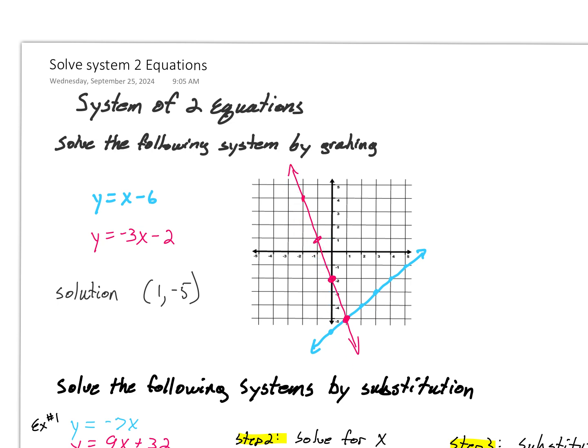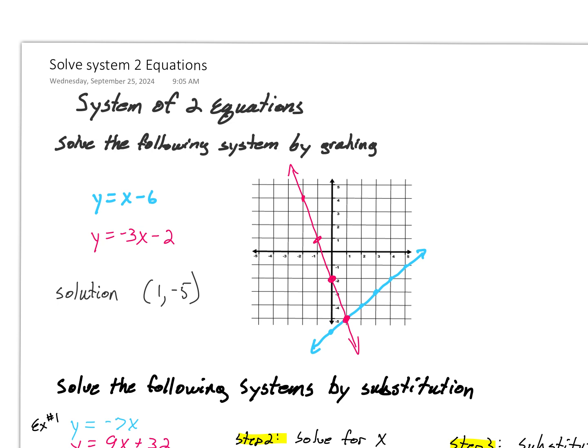here. Well, where these two graphs intersect at this point (1, -5), that is the solution to this system of equations. If you plug the 1 in for the x for the first equation, you're going to get a -5 for y. And if you plug a 1 in for the second equation, you are also going to get -5 for y. That is the solution. And that's how we find solutions of systems of two equations, by graphing.